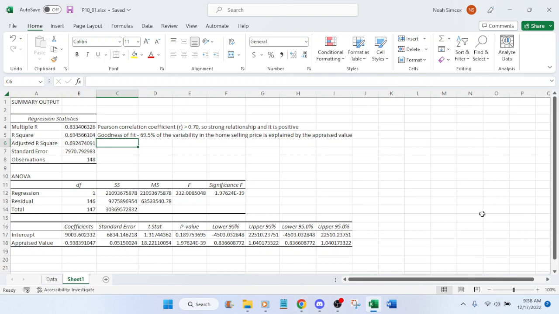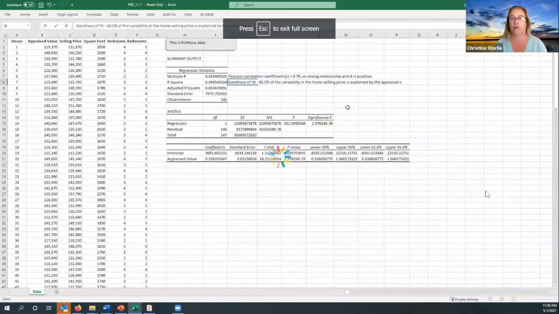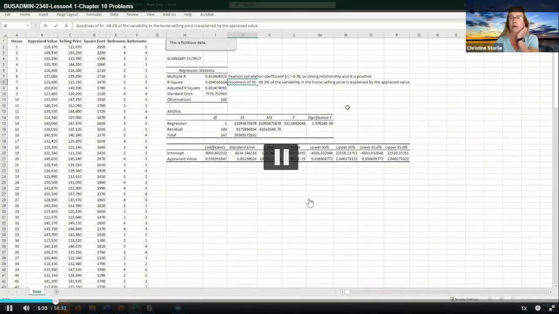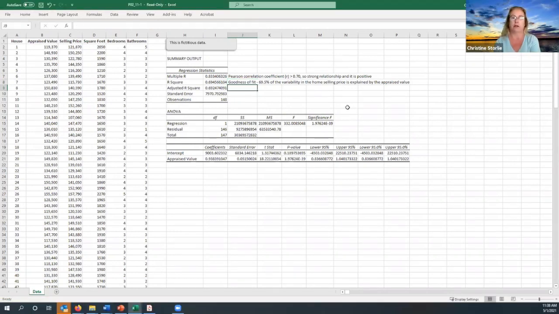In multiple regression, when we have more than one variable, you would just state that the variability is explained by the regression. All right, so that's pretty good. It's almost 70% of the variability in the selling price that is explained by the appraised value. That leaves about 30% unexplained by other things like possibly neighborhood or proximity to certain things, school districts, something like that.